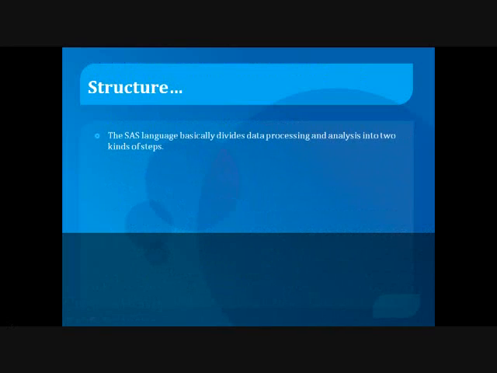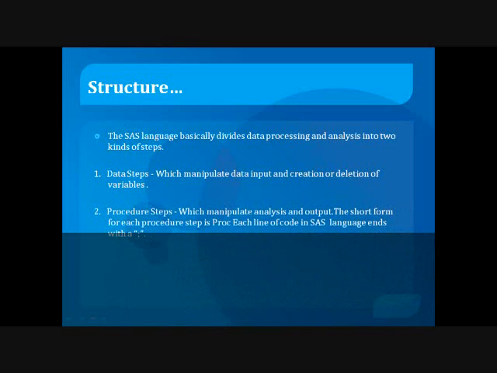Structure of SAS. The SAS language basically divides data processing and analysis into two kinds of steps. Data steps, which manipulate data, input, and creation or deletion of variables. Procedure steps, which manipulate analysis and output. The short form for each procedure step is proc. Each line of code in SAS language ends with a semicolon.